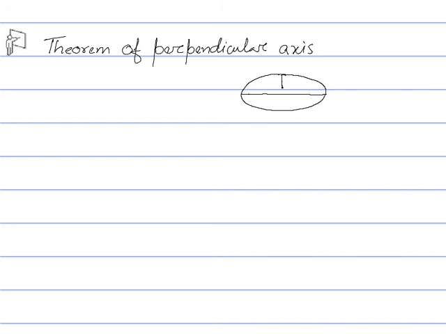suppose this is another diameter. Now if the moment of inertia about this diameter is say Ix, and the moment of inertia of this disk about this diameter is Iy, these two axes are mutually perpendicular and on the plane of the disk, then the moment of inertia of this disk about the axis which is perpendicular to the plane of the disk, that is this axis, say Iz, will equal the sum of the moment of inertia about the x axis and the moment of inertia about the y axis.